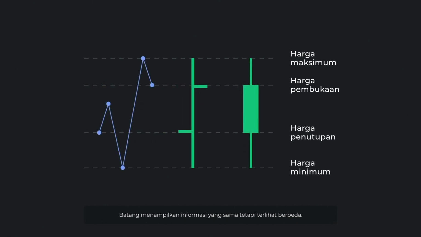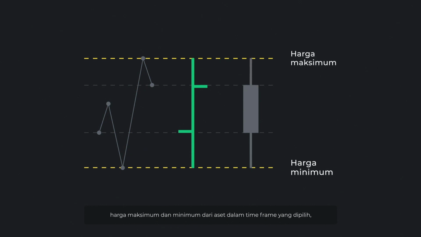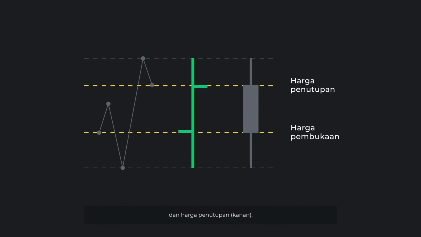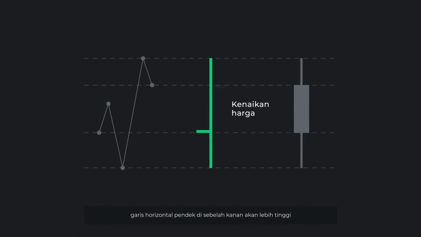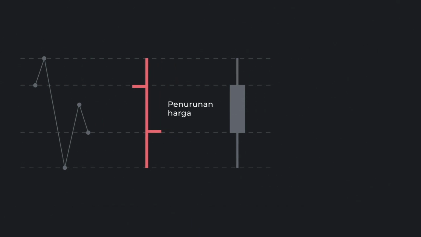Bars display the same information but look different. The ends of the vertical lines show the maximum and minimum prices of the asset in the selected time frame, while the short horizontal lines show the opening, left, and closing, right prices. If the asset price has grown, the short horizontal line on the right will be higher than the one on the left. The body of the bar will be green. If the asset price has dropped, the bar will be red, and the short horizontal line on the left will be above the right one.